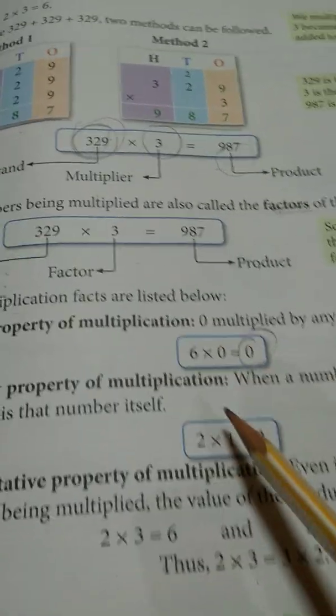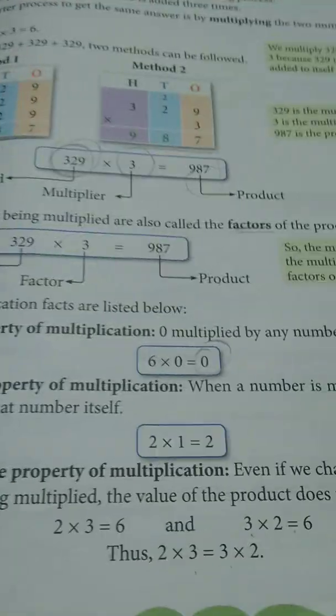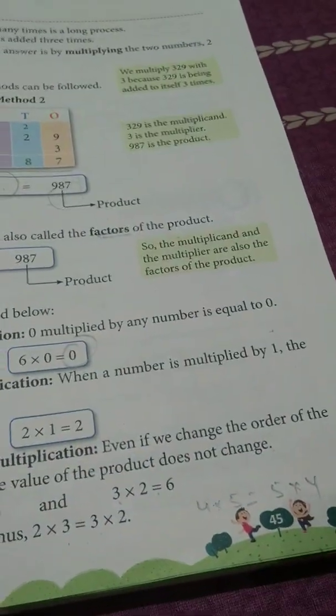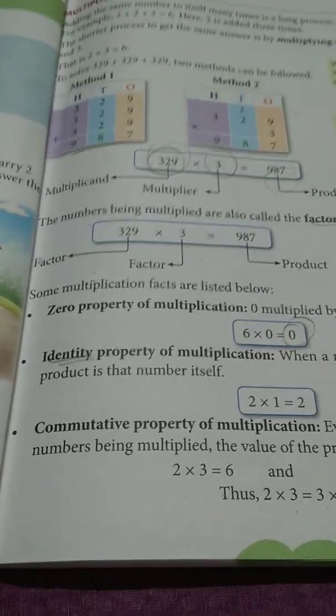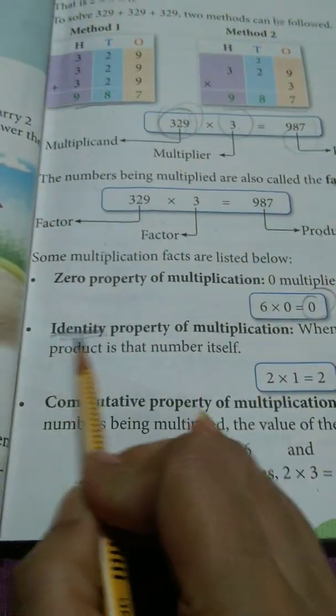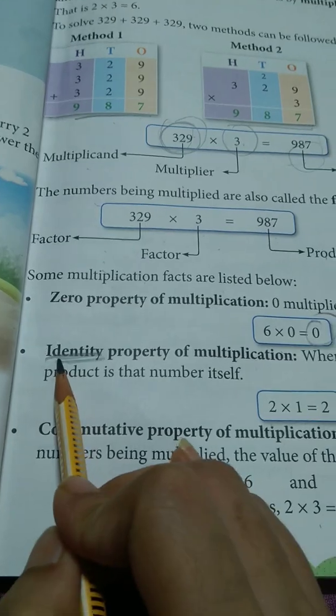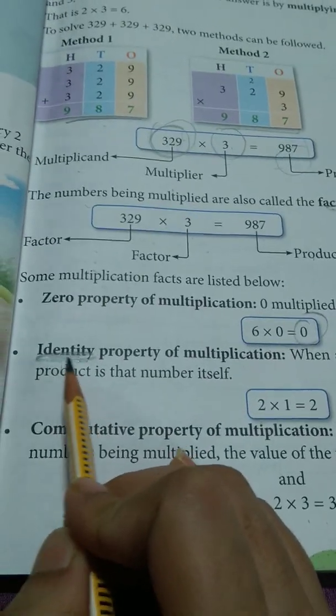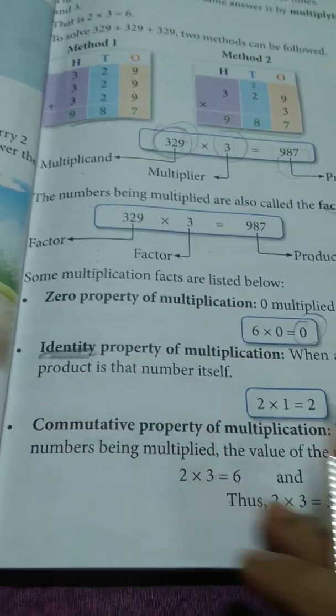Identity property of multiplication. Identity property of multiplication means when a number is multiplied by 1, the product is that number itself. So the identity of the number does not change. So you can remember like this, the identity of the number remains the same.